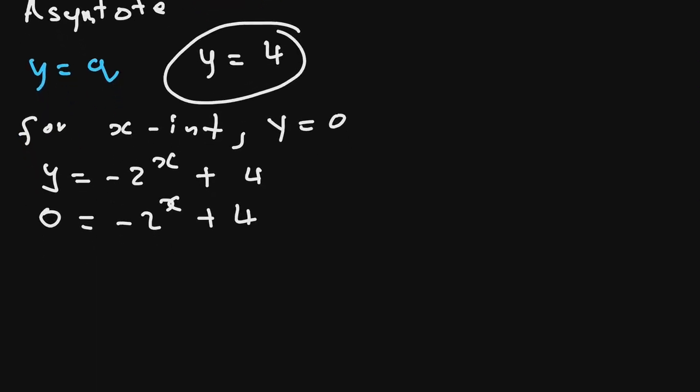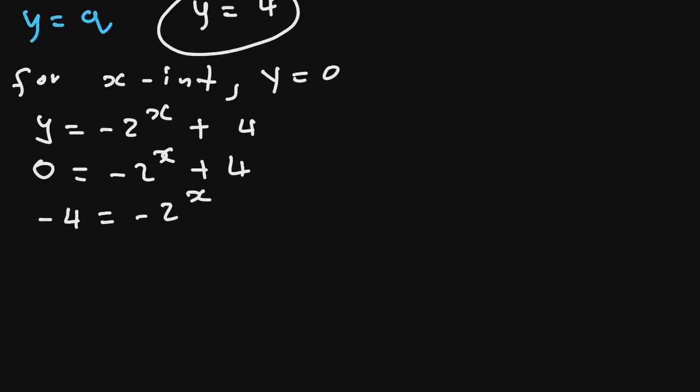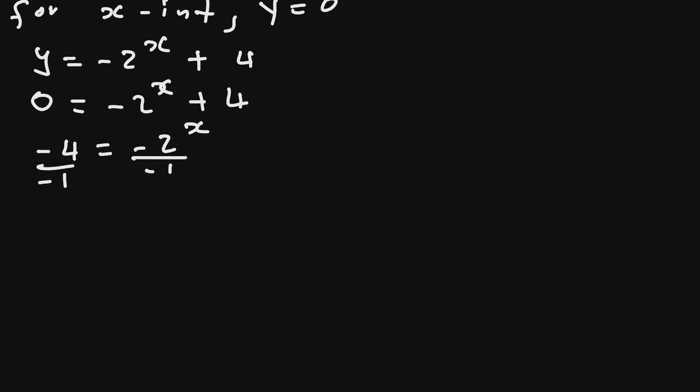So now if we want to solve for x, we are going to move this 4 to the other side, and then it's going to be negative 4 equals negative 2 to the power of x. Okay? So we can divide both sides by negative 1, and then we are going to have what? 4 equals 2 to the power of x.